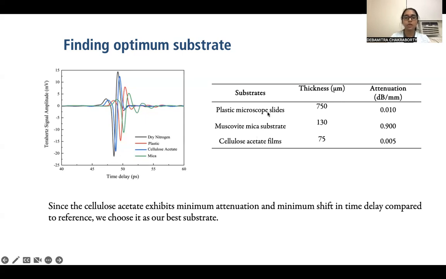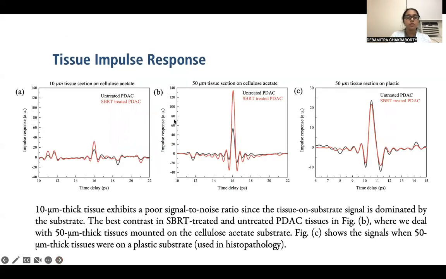We also did some experiments with a plastic microscope slide because that was our next best choice, and we discarded mica. So as you can see here, the impulse responses of untreated PDAC and SBRT treated PDAC. The first one, A, is a 10 micrometer tissue section on cellulose acetate. And as you can see, although we can see some difference in the impulse function, more or less this lies in the noise floor.